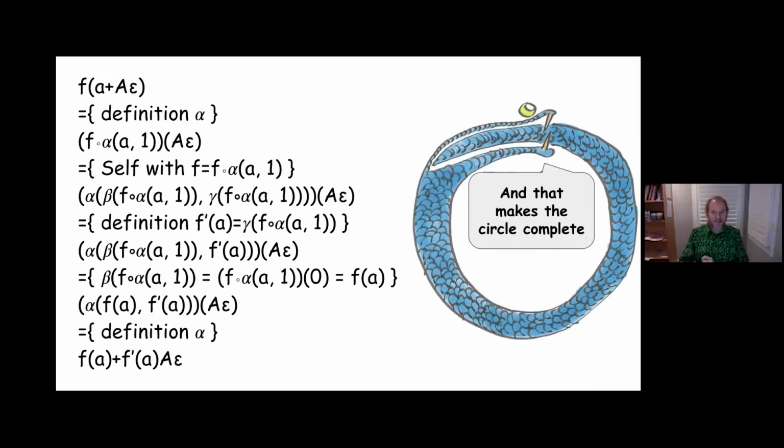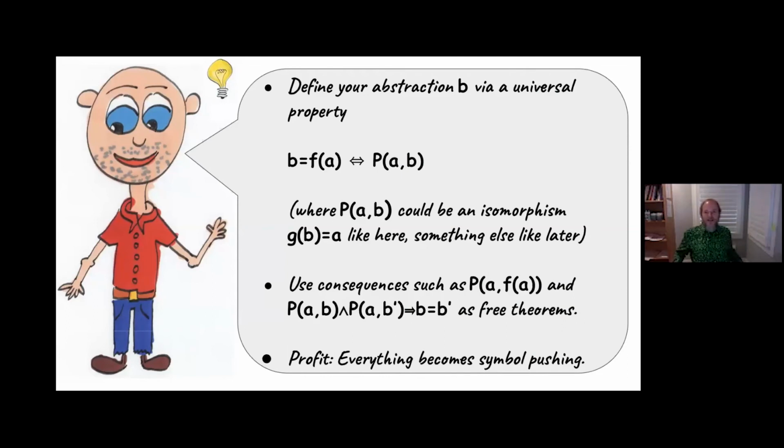All right, let's go here. So what are the lessons here? Well, the trick that I'm really using, and what the people doing synthetic differential geometry do, is that you define your abstraction via a universal property. So you define it with this mutual implication. You define B to be the unique value such that P of A comma B holds. And it could be that P of A comma B is an isomorphism, or it could be something else. Then from this formula you substitute left and right-hand side, whatever, you get all these free theorems, and now everything becomes symbol pushing. So that's super cool.